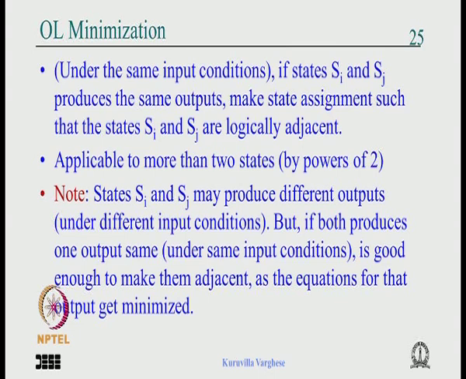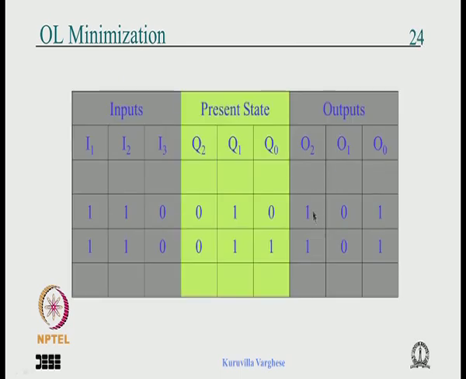States Si and Sj may produce different outputs under different input conditions, but if both produce even one output the same, it is good enough to make them adjacent, as the equation for that output gets minimized. What I am saying is that if you don't get a chance to make such a pattern for all outputs of 2 states, you can look at a subset of these outputs to do that.